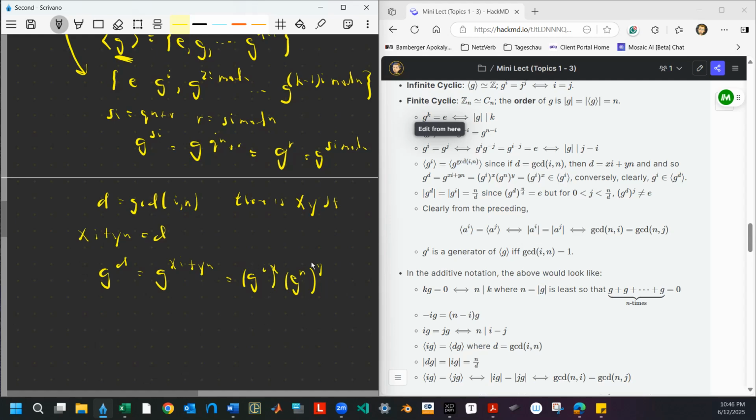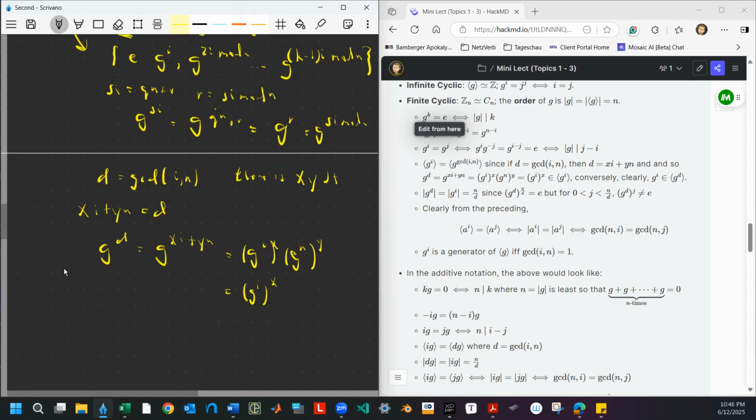And so just arranging these in a specific way, this is the power of g^i, and this is e to the y. So this is just (g^i)^x. So what I'm getting here is that ⟨g^d⟩ is contained in ⟨g^i⟩, because g^d, where d is the greatest common divisor, is a power of g^i. And that's using Bezout's theorem again.